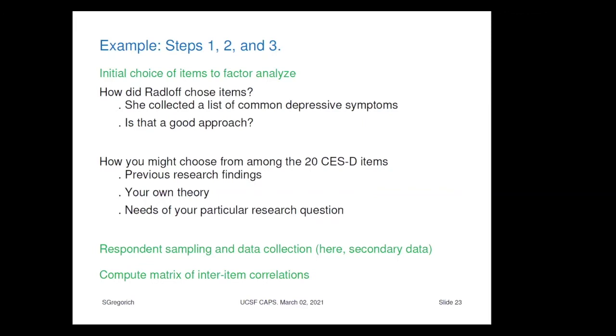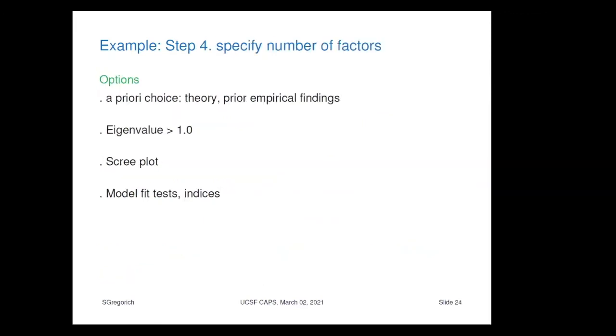But as someone working with this data set, you might choose to work with all 20 CESD items, or you may be interested in only working with a subset of them for various reasons. Maybe your research question doesn't require all of them. So in terms of sampling, there's nothing here to do. It's secondary data. Say we're going to work with all 20 items, we can compute the matrix of inter-item correlations, or actually your factor analysis program will do that.